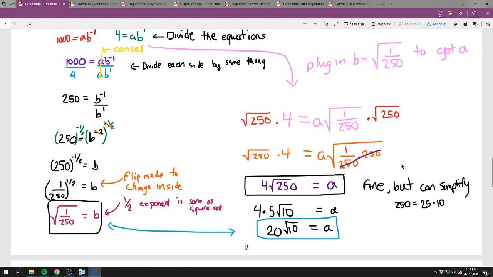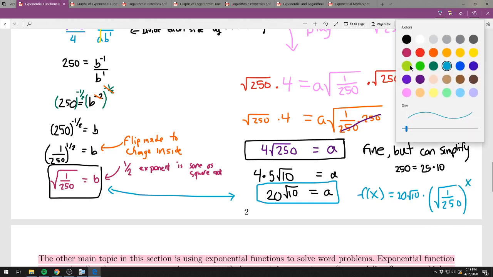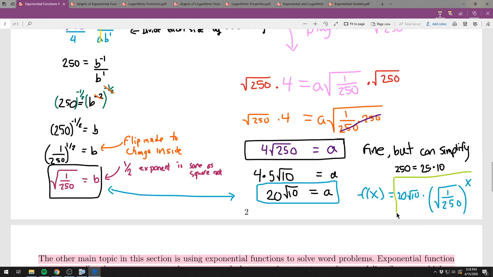If you want to write this as the exponential function, we can do that. F of x equals a, 20 times the square root of 10, times b, the square root of 1 over 250 to the x power. But once again, I will remind you, these do not interact in any way. You don't want to try to simplify the square root and cancel out with something over here, because this is raised to the x power and this is not. So there's nothing more to do there.